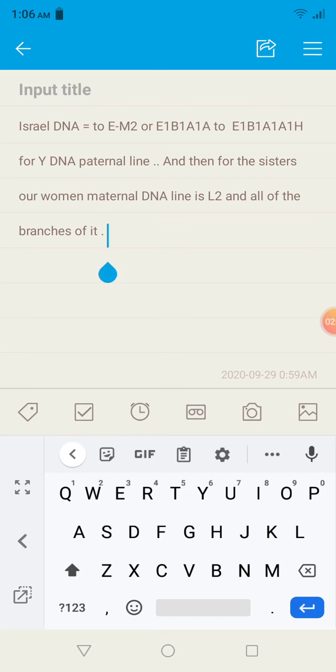So you have E1B1A, 1A, that would be the beginning grouping or branch of the group. So you move from the E1B1A ancestor to the descendant. And all these subclades or branches, they tend to be letter and number or number and letter. So it just varies with that information.